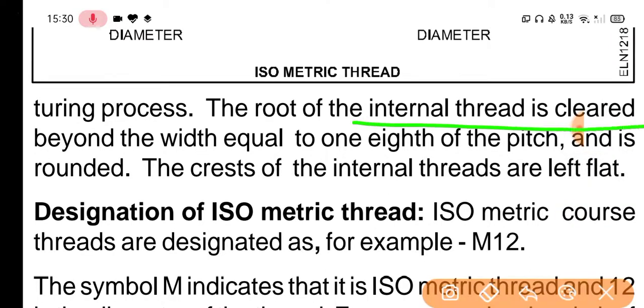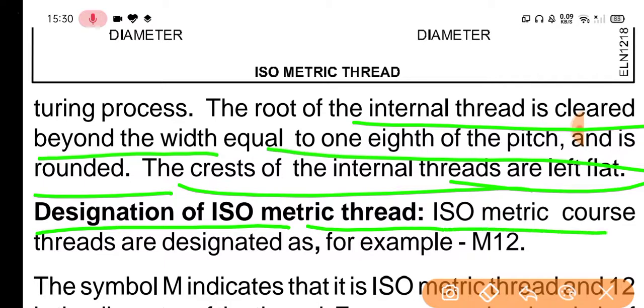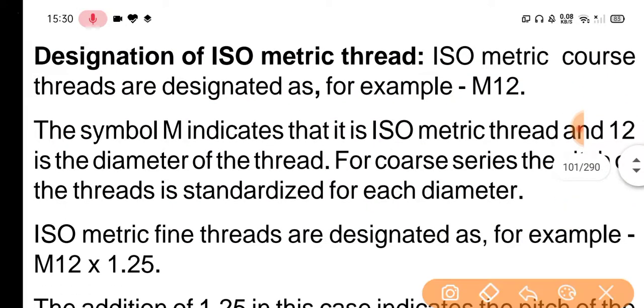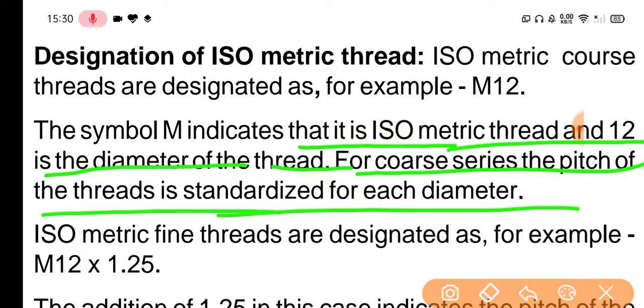The root of the internal thread is cleared beyond the width equal to 1/8 of the pitch and is rounded. The crests of the internal threads are left flat. Designation of ISO metric thread: metric coarse threads are designated, for example, M12. The symbol M indicates that it is a metric thread, and 12 is the diameter of the thread. For coarse series, the pitch of the threads is standardized for each diameter.